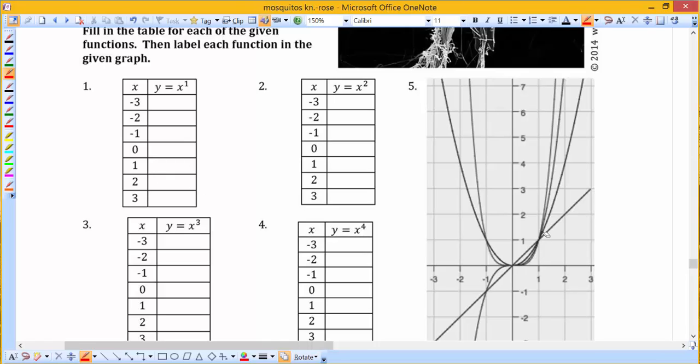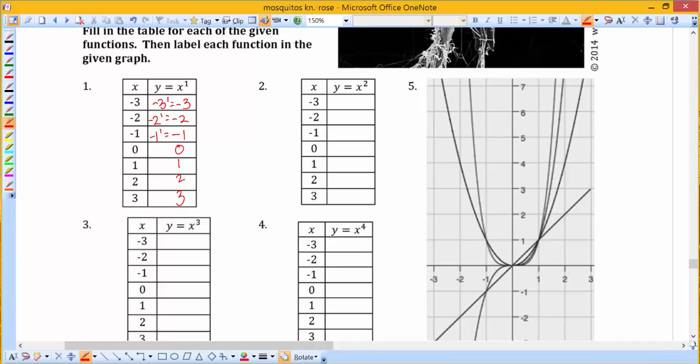For example, I'll use red for number 1. So -3 to the 1 is -3. -2 to the 1 is -2. -1 to the 1 is -1. So I see a pattern here. It's just repeating 0, 1, 2, 3. So recognize these patterns. So with my red pen, I am going to find those points over here.